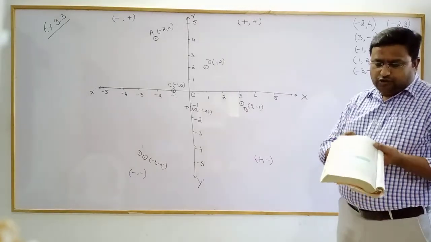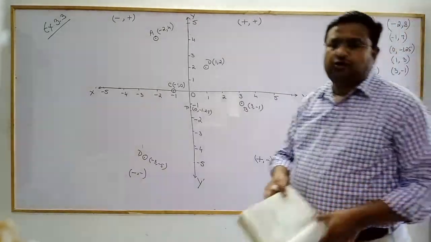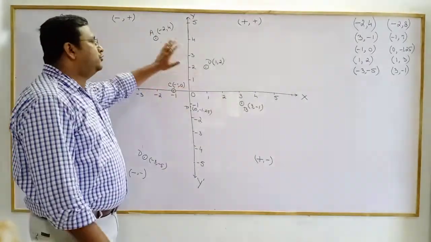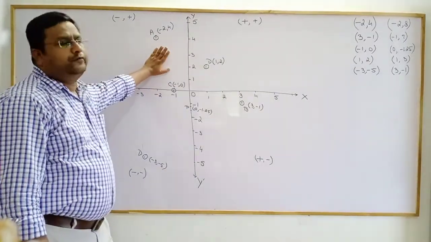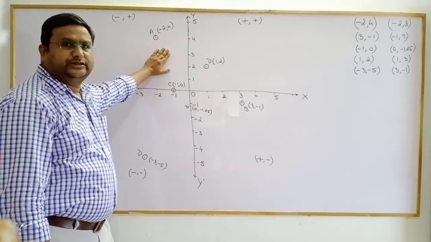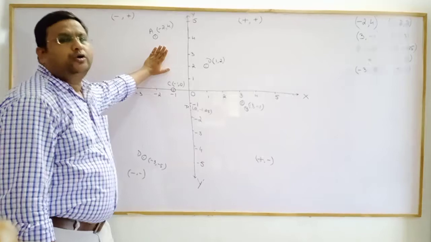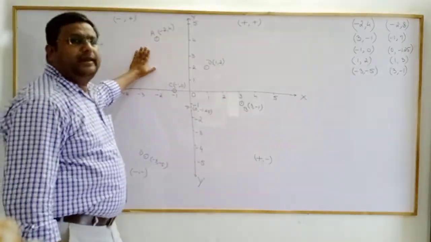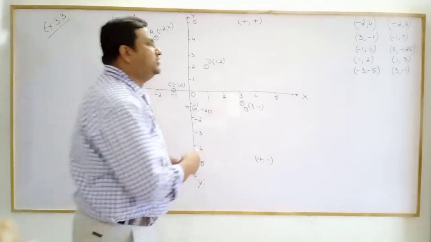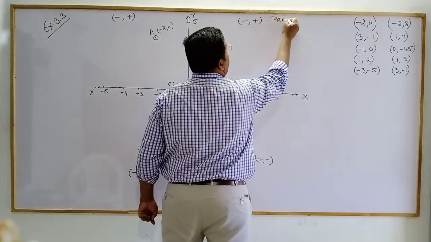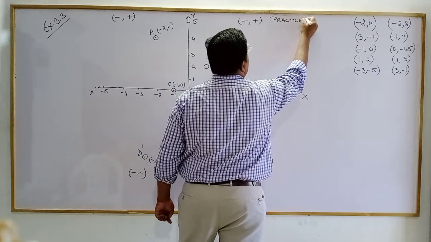Clear, students? So this was your location of the points on the Cartesian plane. You have to locate the points on one graph. Don't use two graphs. You can do it on the same graph. Now I am giving you one practice question to locate the points on the graph. You will do it on a separate graph in your notebooks.